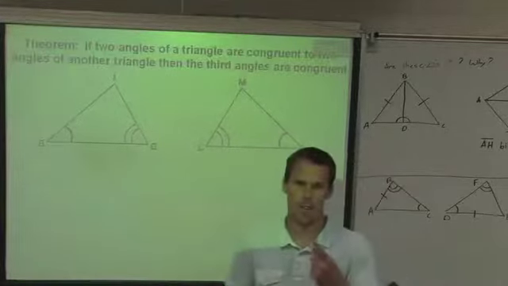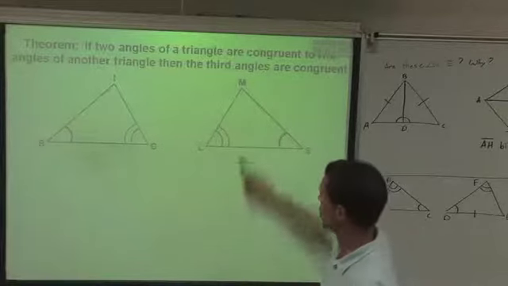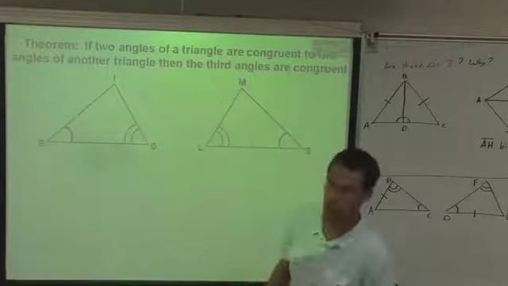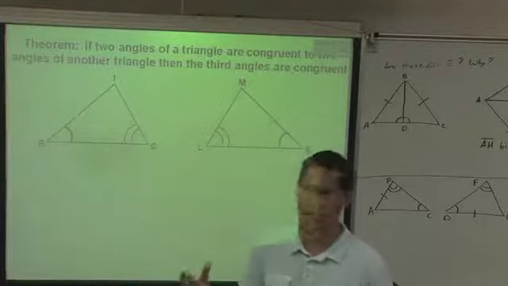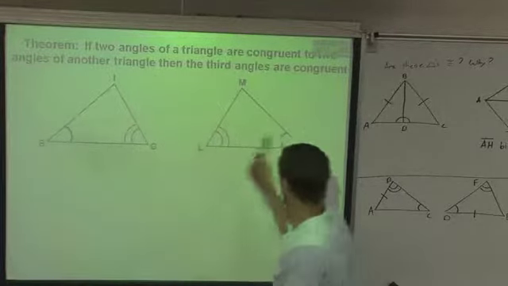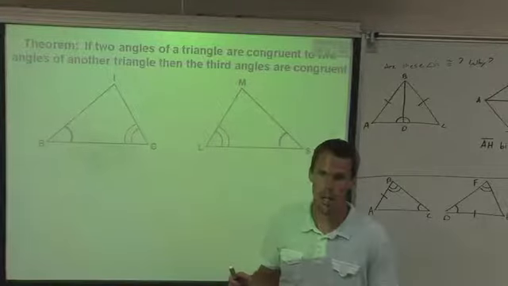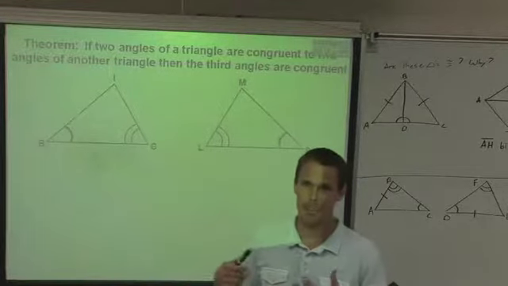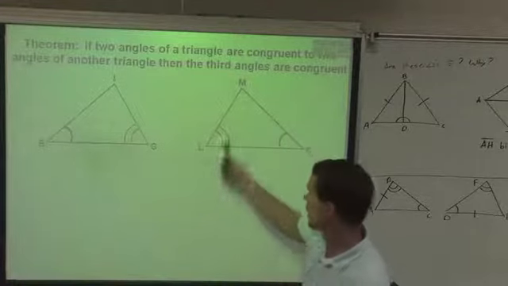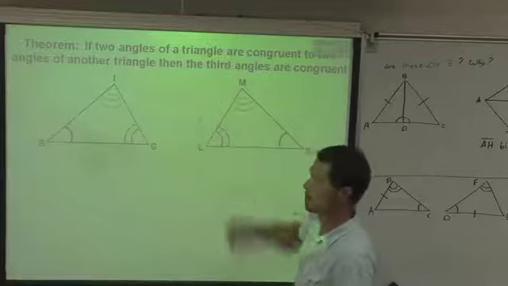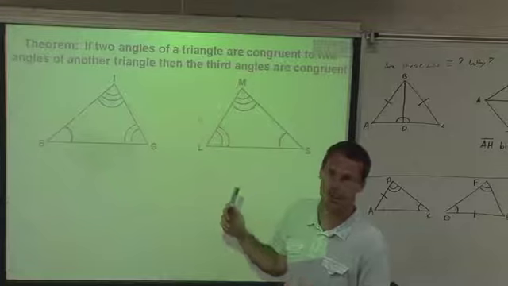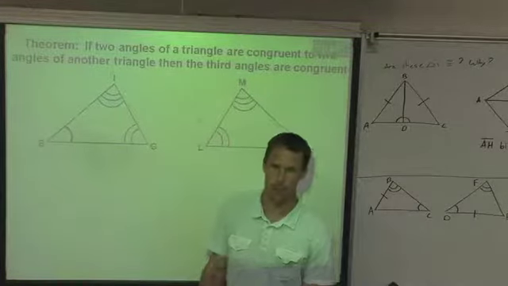Now, in the very first lesson, we learned that if two angles of one triangle are congruent to two angles of another triangle, then the third angles are congruent. So, if we go back to that prior picture, we can say, if B is congruent to S and G is congruent to L, then because the angles of a triangle have to add up to 180 degrees, we can conclude that I is congruent to M. Anytime we have two angles congruent to two angles of another triangle, the third angle becomes congruent.